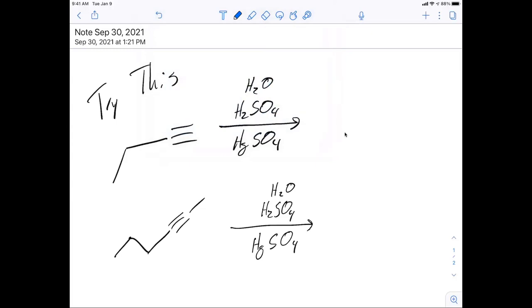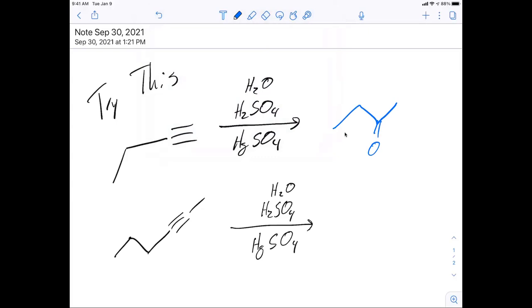A couple of reactions we looked at on Tuesday as a review. This first one, we have the hydration of an alkyne. Hydration of an alkyne with water and acid is going to give us the most stable carbocation. So in this case, that's going to give us the double bond or the carbonyl on the secondary position. Okay, so we end up with a ketone.